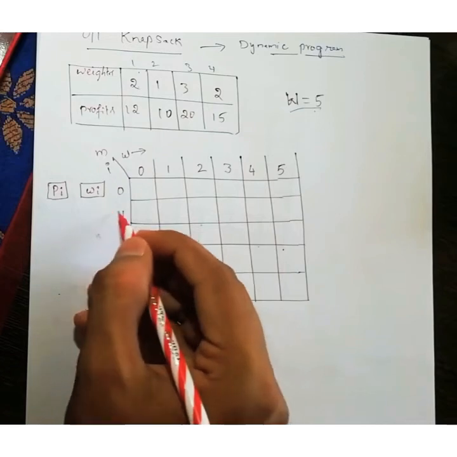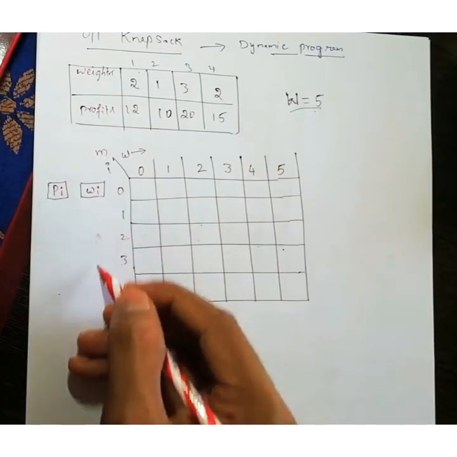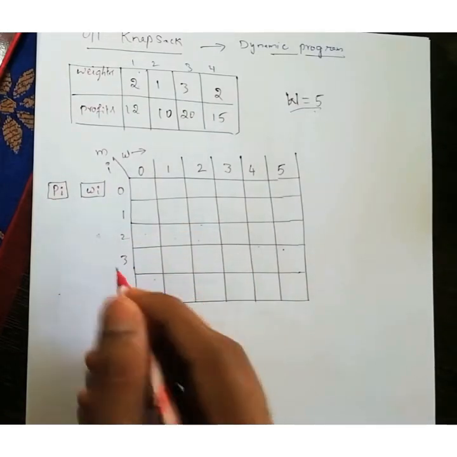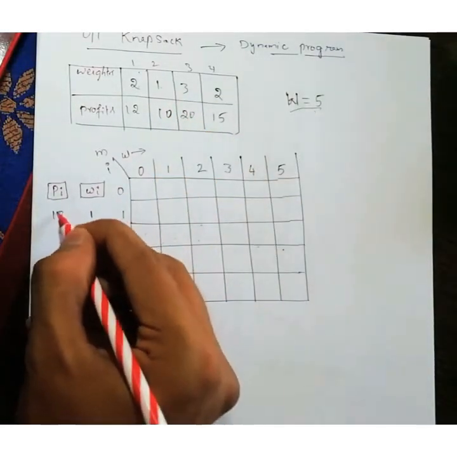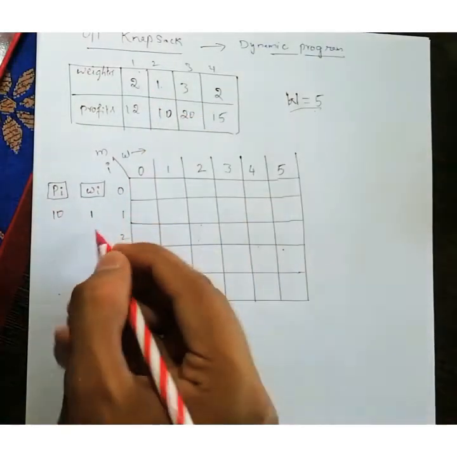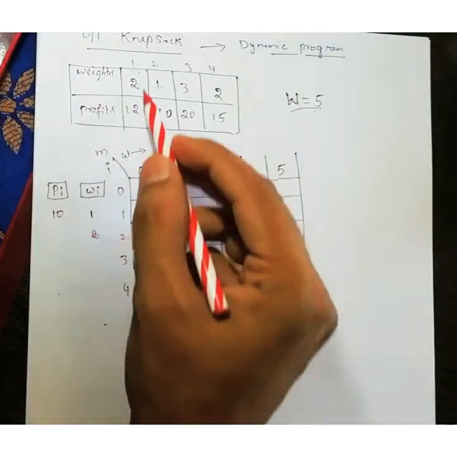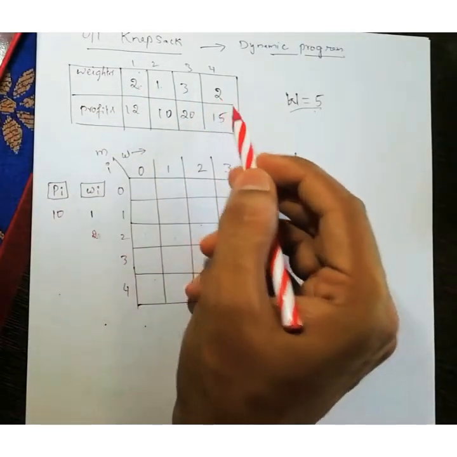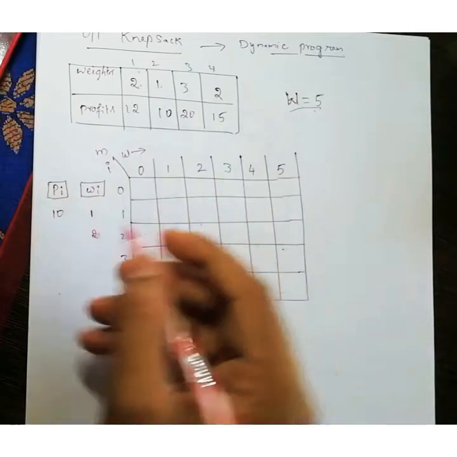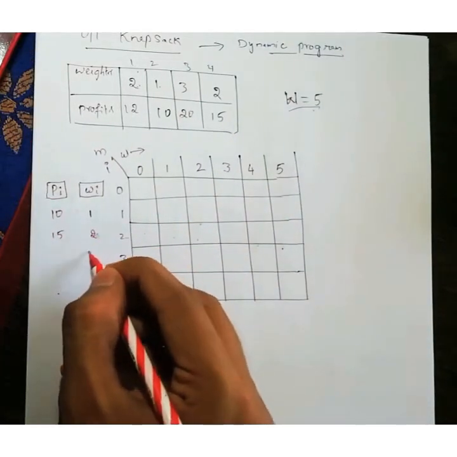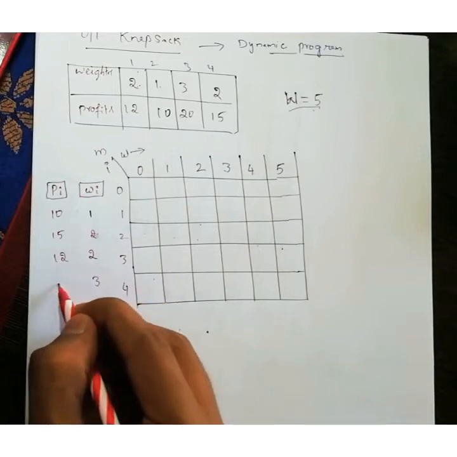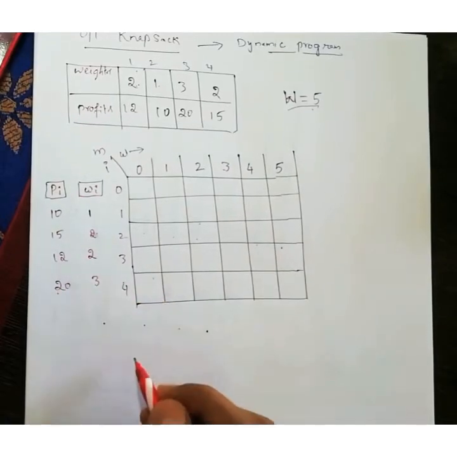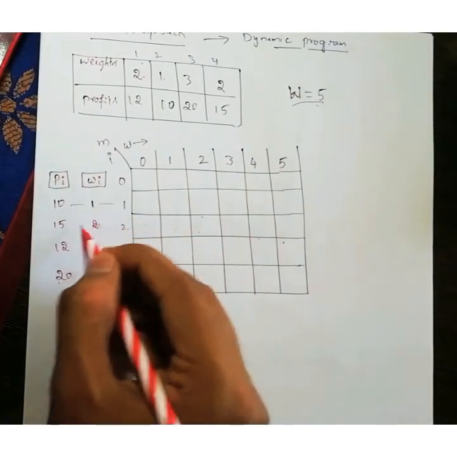What is the weight first? Write the weights in ascending order. First I will take weight 1 with profit 10. Next I will take weight 2. I have two 2 kg items, so I select the maximum profit first, 15. Next weight 2 with profit 12, and weight 3 with profit 20. This corresponds to these rows.